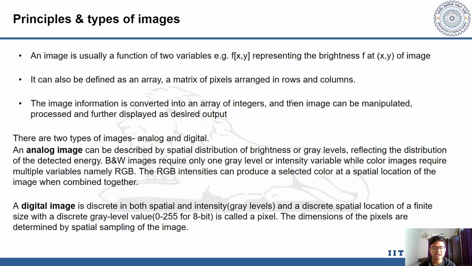An analog image can be described by the spatial distribution of brightness or gray levels, reflecting the distribution of the detected energy. Black and white images require only one gray level of intensity variable, while color images require multiple variables, namely RGB. The RGB intensities can produce any selected color at a spatial location of the image when combined together using different intensities. Now, a digital image is discrete in both spatial and intensity gray levels, and a discrete spatial location of a finite size with a discrete gray level value is called a pixel. The dimension of the pixels is determined by spatial sampling of the image.